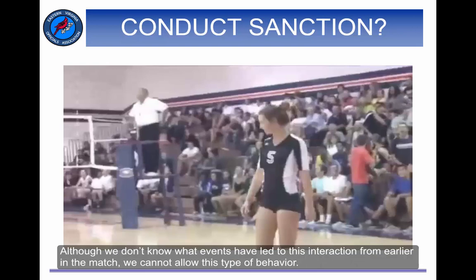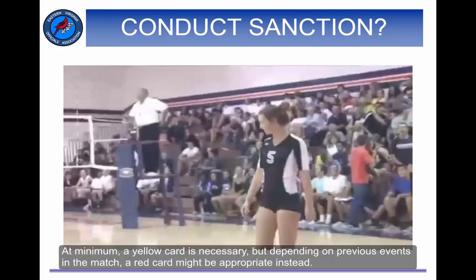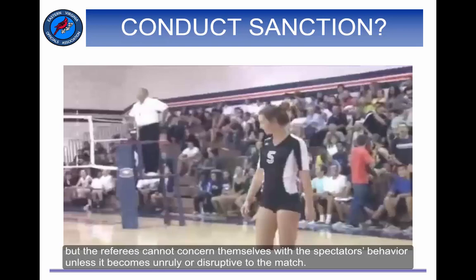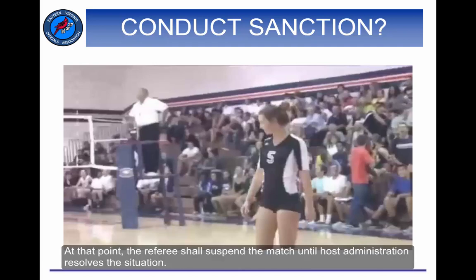Although we don't know what events have led to this interaction from earlier in the match, we cannot allow this type of behavior. At minimum, a yellow card is necessary, but depending on previous events in the match, a red card might be appropriate instead. This action the officials must take against the player may elicit unwanted behavior from the spectators, but the referees cannot concern themselves with the spectators' behavior unless it becomes unruly or disruptive to the match. At that point, the referee shall suspend the match until host administration resolves the situation.